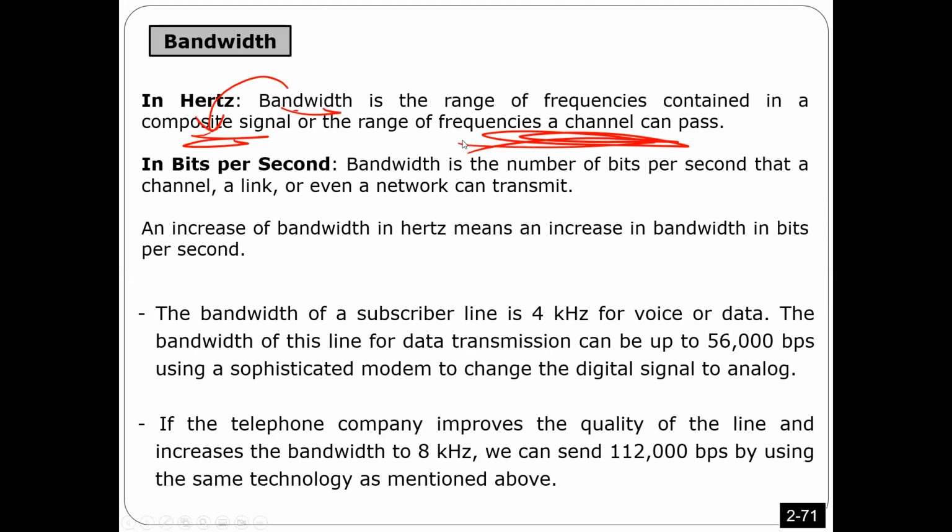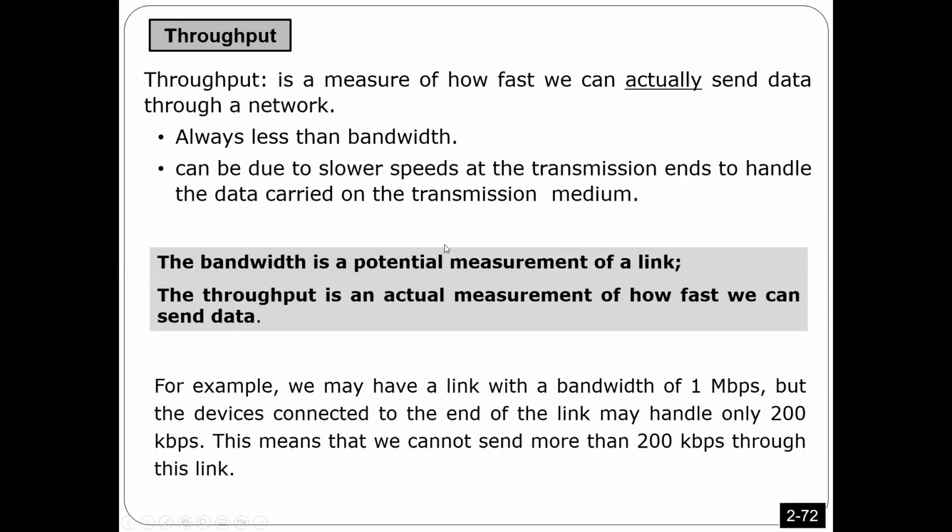Bandwidth for a signal is actually giving me the range of frequencies in this signal. The bandwidth can be measured in hertz, or it can also be measured in bits per second. Now I'm going to move to throughput. Throughput is the speed, right? Bits per second as well.